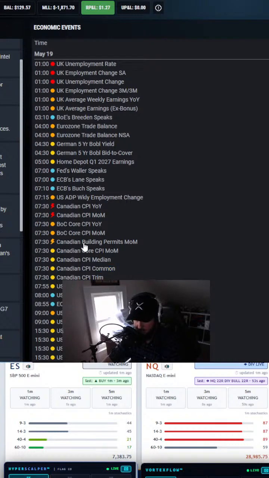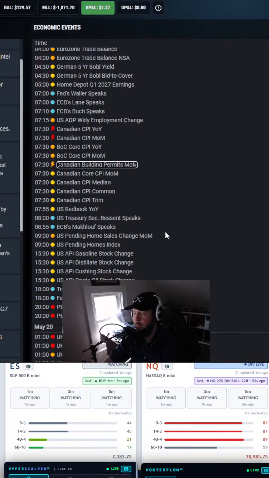Just more Canadian CPI number, building permits. That was earlier today. Cool.